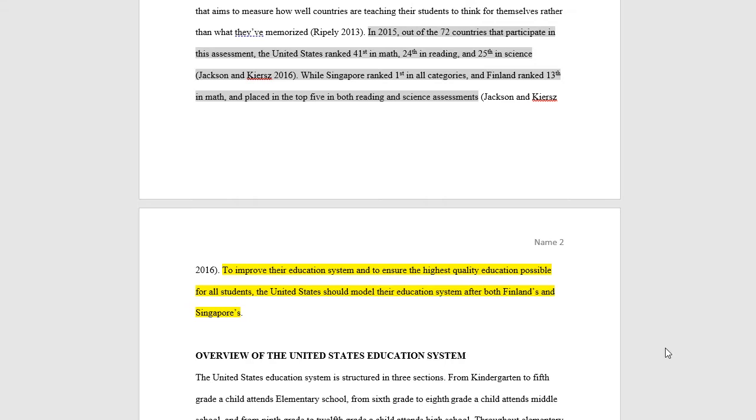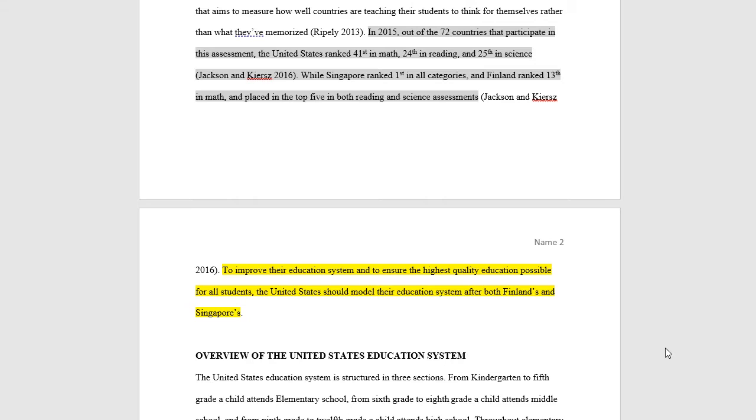The introduction and thesis also help to establish the organization of the paper. So we can tell from this thesis there are a number of themes that will need to be addressed in the sections that follow it. So this thesis says, to improve their education system and to ensure the highest quality education possible for all students, the United States should model their education system after both Finland's and Singapore's.